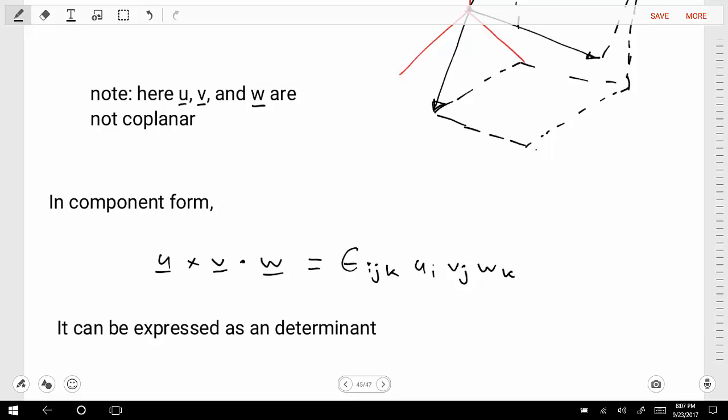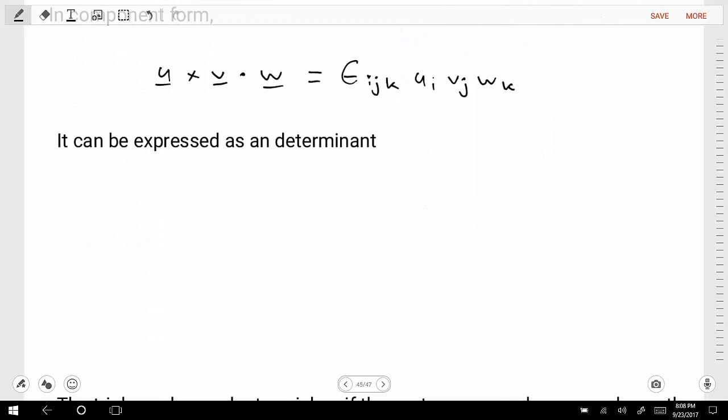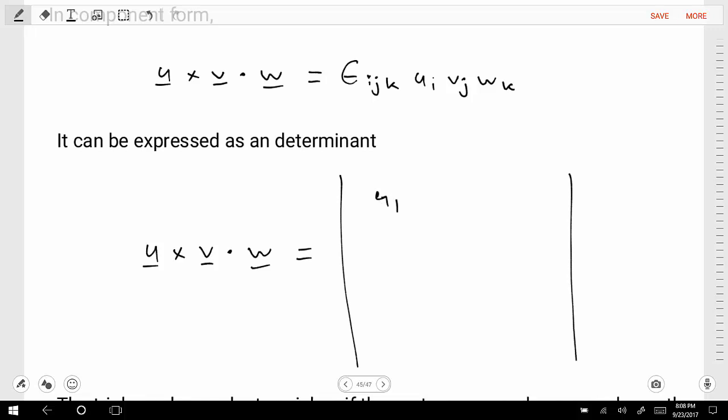together. Now, if we were to exercise these dummy variables and plug in our terms, we can find an expression for this triple scalar product as a determinant, where u cross v dot w is going to be equal to the determinant of u1, u2, u3, v1, v2, v3, and w1, w2, and w3.